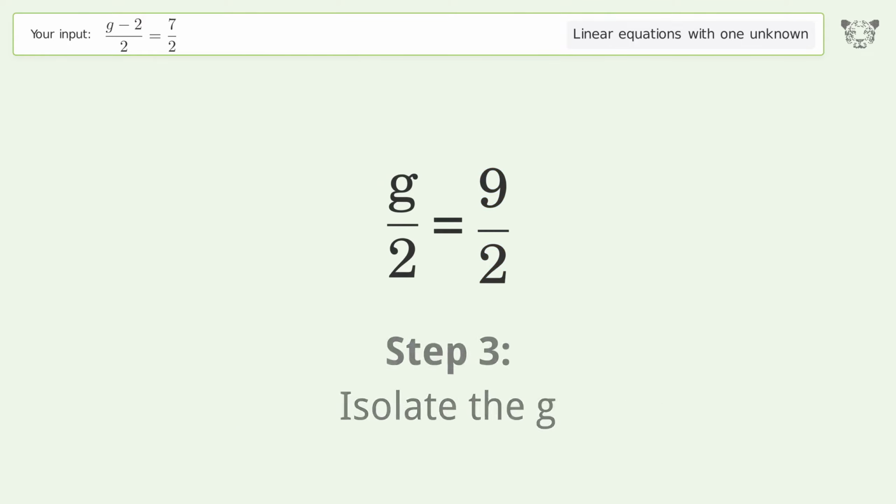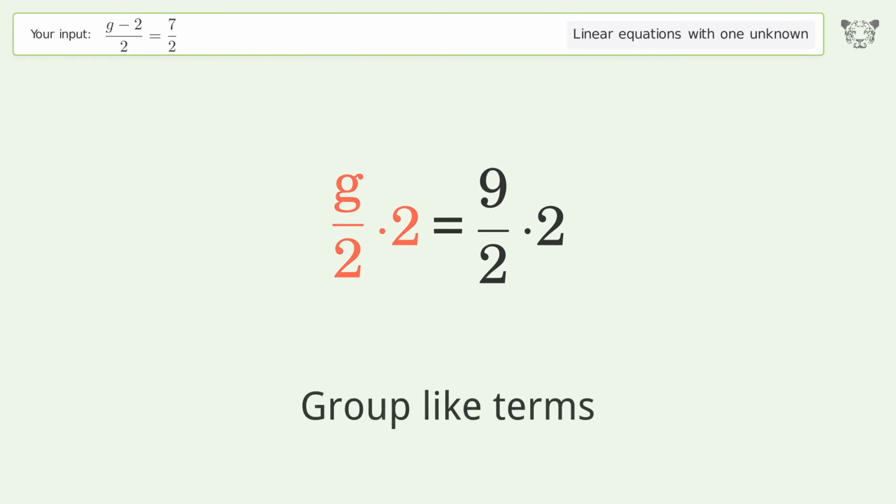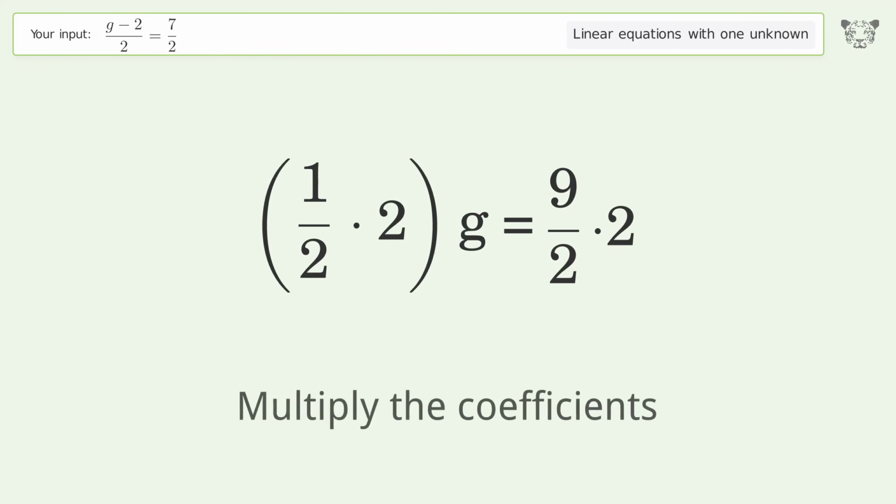Isolate the g. Multiply both sides by 2. Group like terms. Multiply the coefficients.